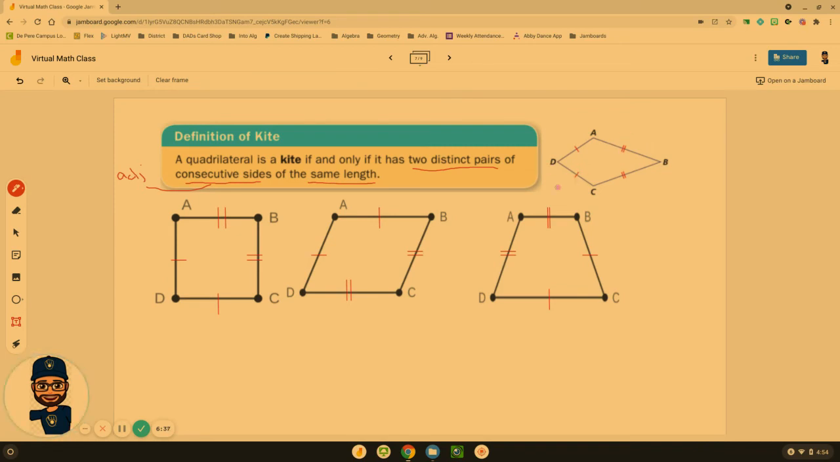They're not opposite. And that's what all of these pictures down here are showing. AB is congruent to BC. That's 1 set. AD is congruent to CD. That's a 2nd set. They've got to be distinct. They can't be congruent all to each other, things of that nature.